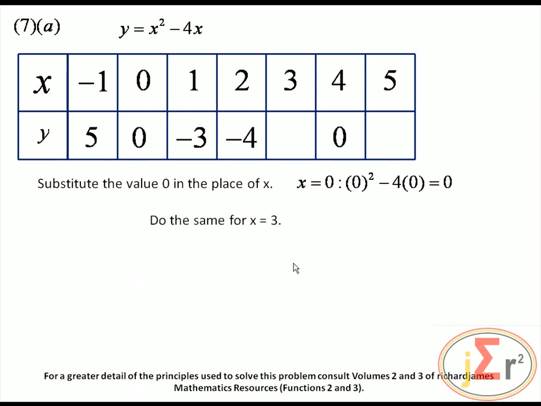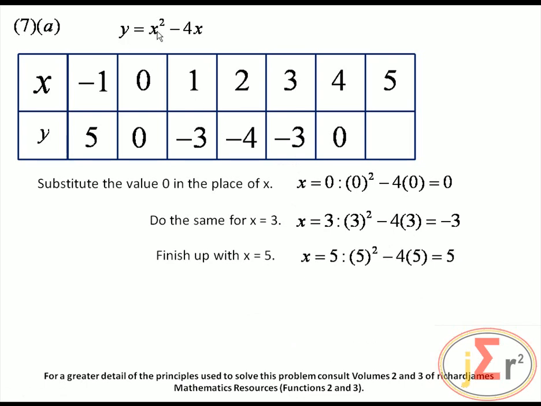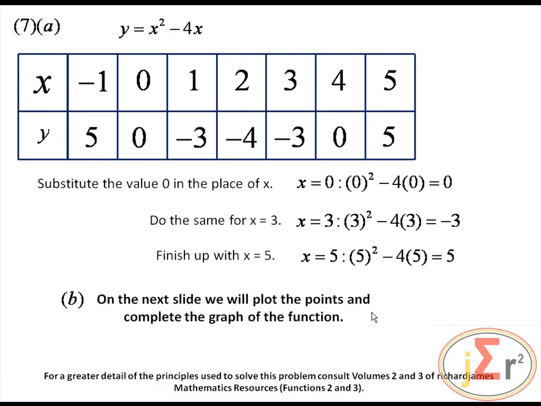Do the same for x is equal to 3. So we have, of course, 3 squared minus 4 times 3. So we have 9 minus 12, which is equal to negative 3. And continue for x is equal to 5. So we have 5 squared minus 4 times 5. So we have 25 minus 20, and that is equal to 5. On the next slide, we will plot the points and complete the graph of the function.